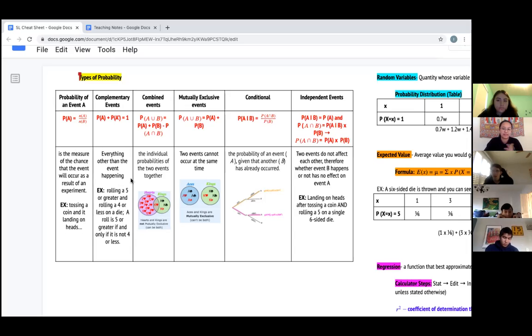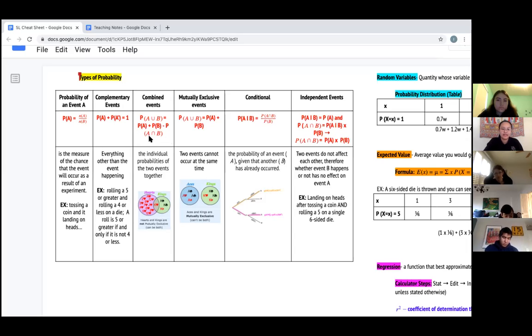So the probability of rolling a 5 or greater is 2/6, right? So that simplifies to 1/3. And the probability of rolling a 4 or less is 4/6, and that simplifies to 2/3. Thus, if you add their probabilities together, 1/3 plus 2/3 equals 3/3, which is 1, which is why we have that rule there. So you can always use that rule.